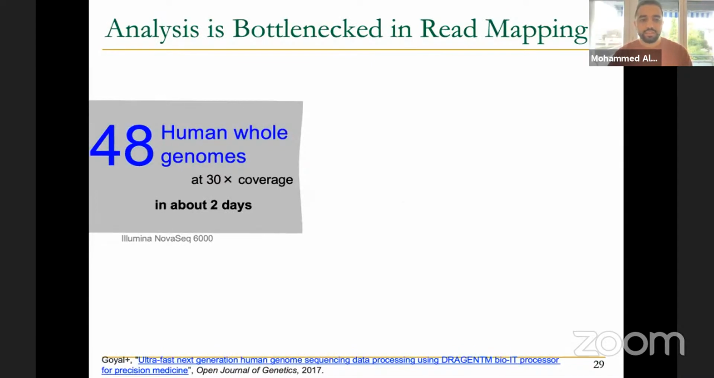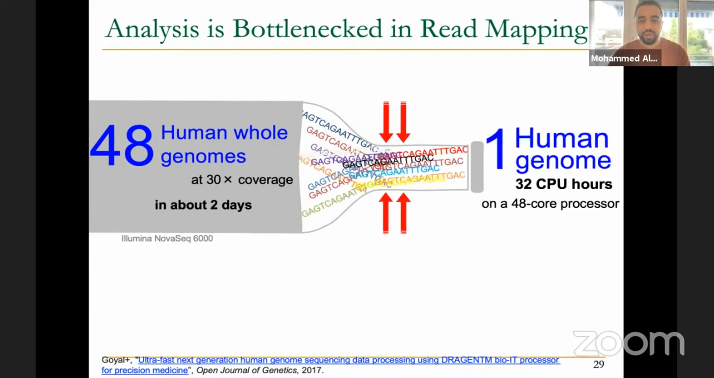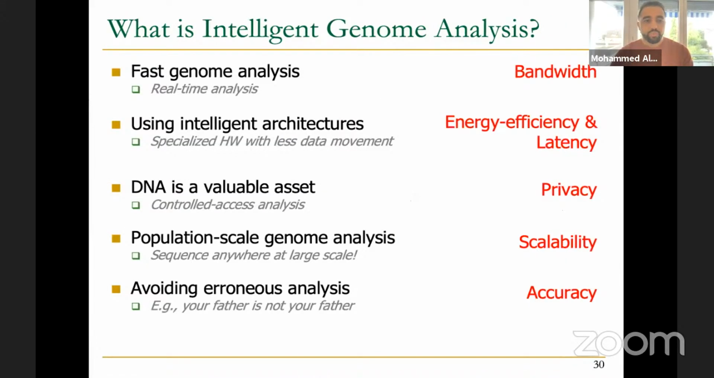When we analyze this entire process, we find the sequencing machine really capable and really fast, able to handle one human genome in one hour. But when we do the analysis, it's still bottlenecked in read mapping, assuming the base calling, which is another step, is done in parallel with the sequencing. So that was for genome analysis.